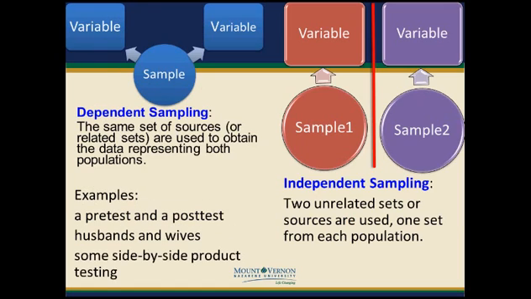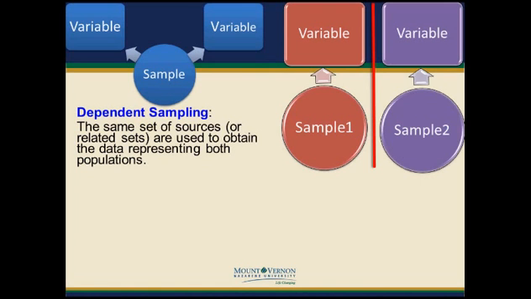Some side-by-side product testing could be considered dependent sampling. If people are ranking or rating sodas at a taste test or something like that, that would be a side-by-side product testing. Now, over on the right-hand side with the two samples, it is possible to get rid of that big wall if you're clever about it. And the way we get rid of that wall is by doing what's called a matched pairs sampling.